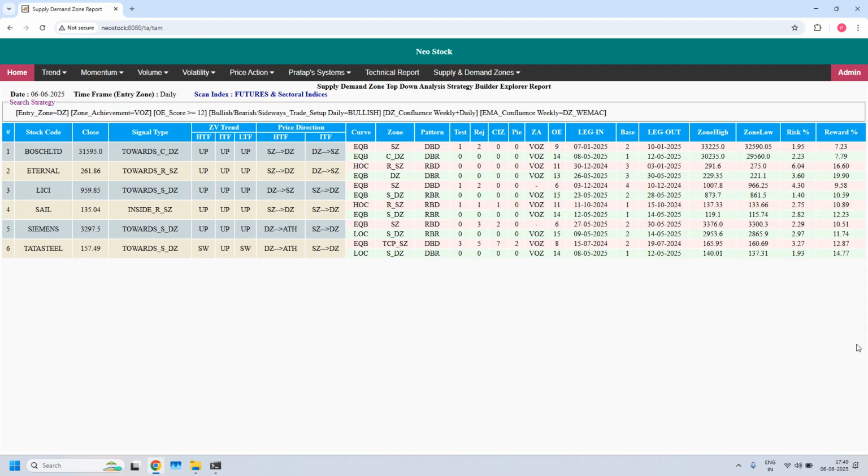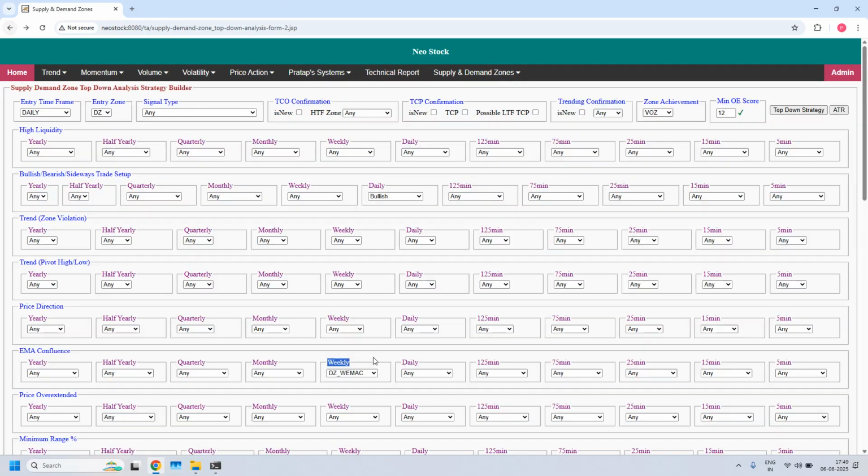Lesson 20 checklist lesson is very, very important. Everybody, without applying lesson 20 concepts, you should not take trades. Okay, next we will look into LTF, ITF and even HTF demand zone confluence supported stocks. 3 filters we have to set.